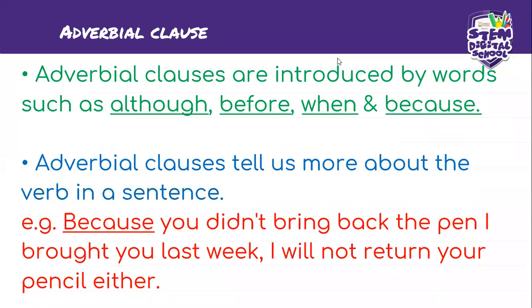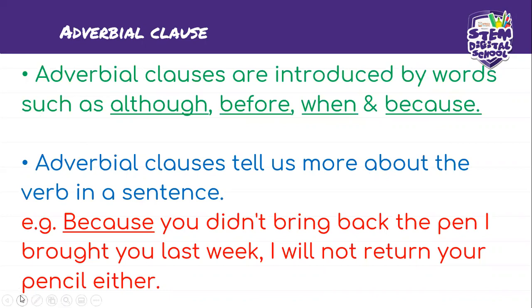Then we have the adverbial clause. Adverbial clauses are introduced by words such as although, before, when, and because. Usually an adverbial clause will be introduced by the words although, before, when, and because. Adverbial clauses tell us more about the verb in a sentence. An adverbial clause does the same thing that an adverb does.